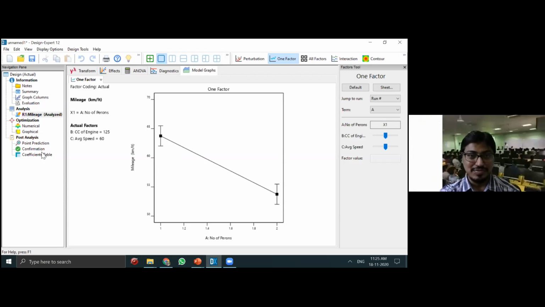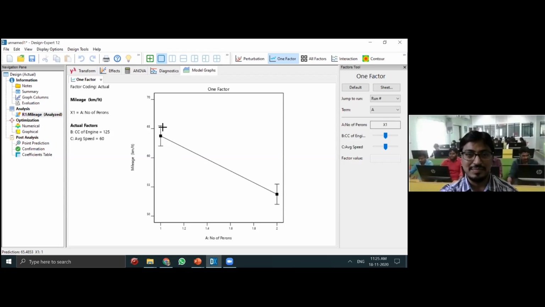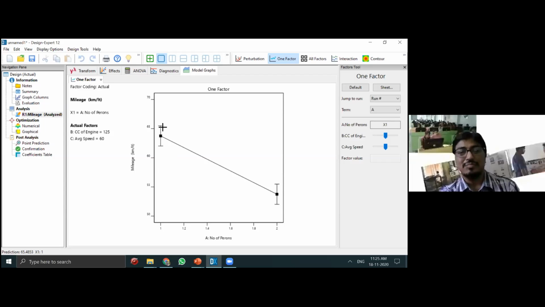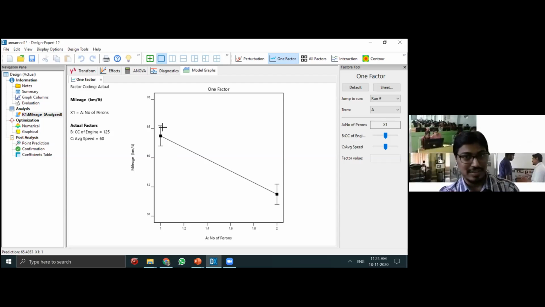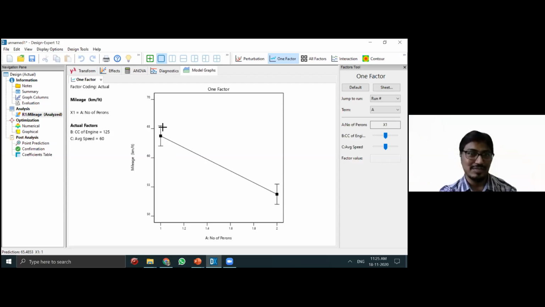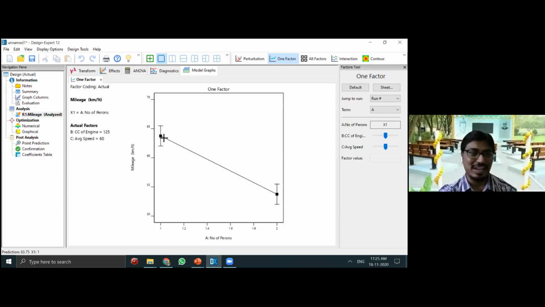I'll tell you the beauty of this. If I want to know the value here, just put the cursor here. It will give you the value, that is 65.48 on the bottom left corner. If you can see, you'll get that value 65.48, and if you go below, it is 62.01, and its average is 63.75. So this value you can get.